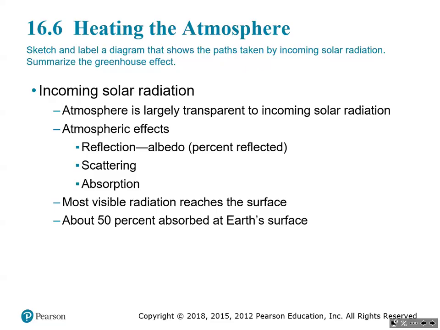Some will be scattered. Some of that will be scattered down towards the Earth. Some will be scattered away back into space. Some will be reflected away. Most of the visible radiation reaches the surface. And about 50% gets absorbed at the Earth's surface. Some of it gets reflected at the surface. And sometimes more will be absorbed, sometimes less will be absorbed. And you can usually tell when more is going to be absorbed. That's when you have darker surfaces. And when you have lighter surfaces, more is reflected. Which is why, you know, asphalt roads get really hot on a sunny day.